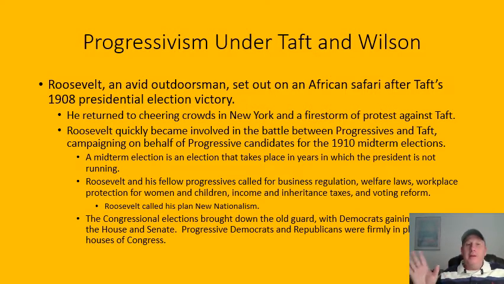So Roosevelt and his fellow progressives called for business regulation, welfare laws, workplace protection for women and children, income and inheritance taxes to prevent the wealthy from being able to pass incredible wealth on from generation to generation. And they also supported voting reform. Roosevelt called his ideas New Nationalism. So the congressional elections of 1910 brought down the Old Guard. Progressive Democrats and Republicans were at this point firmly in charge of both houses of Congress.